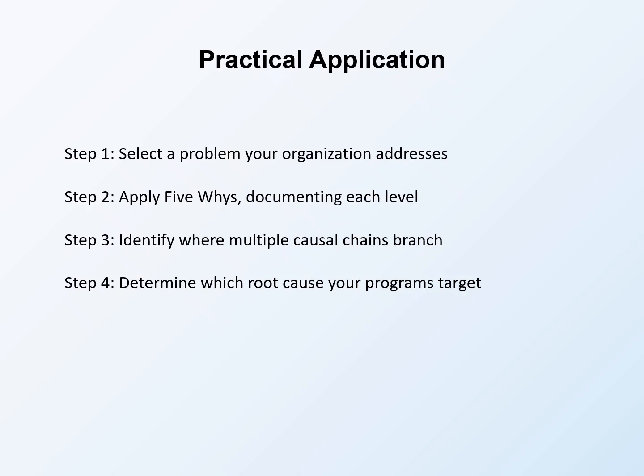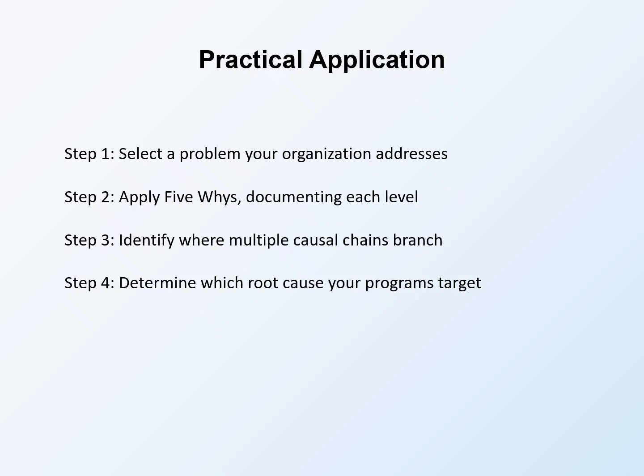Step 3. Return to each answer and identify where multiple causal chains might branch. For at least 1 or 2 why questions, identify alternative answers that would lead to different causal chains. Map out at least 2 complete pathways from symptom to root cause. Step 4. Examine your organization's current programs and determine which root causes they actually target. Are you addressing symptoms, intermediate causes, or root causes? Is your intervention point strategic?